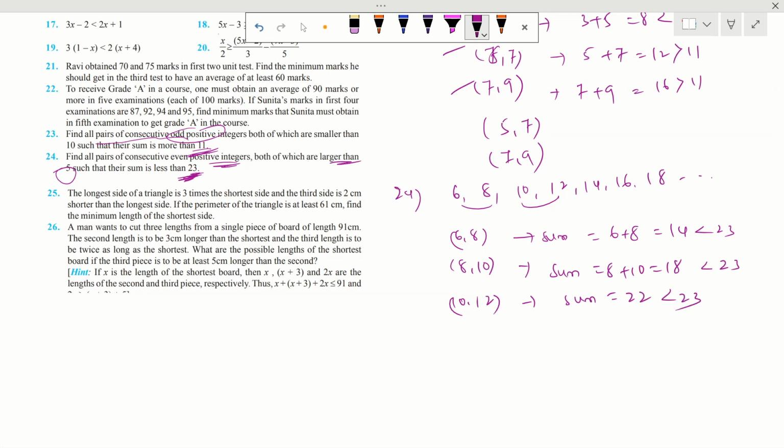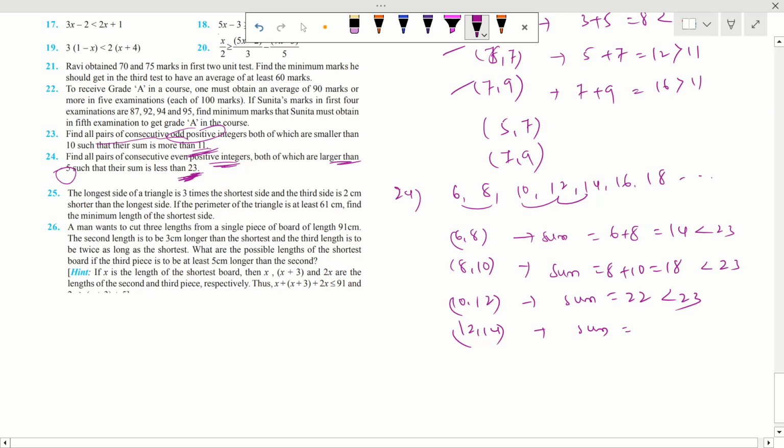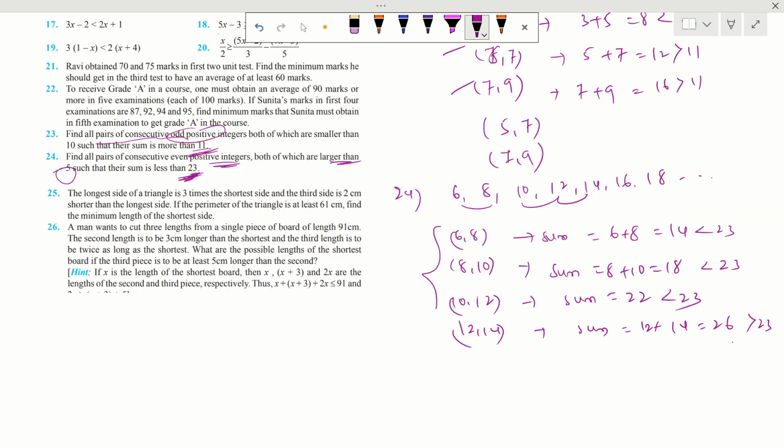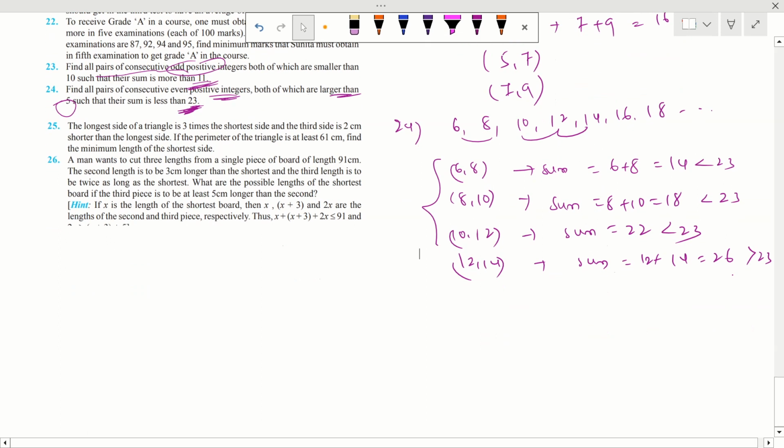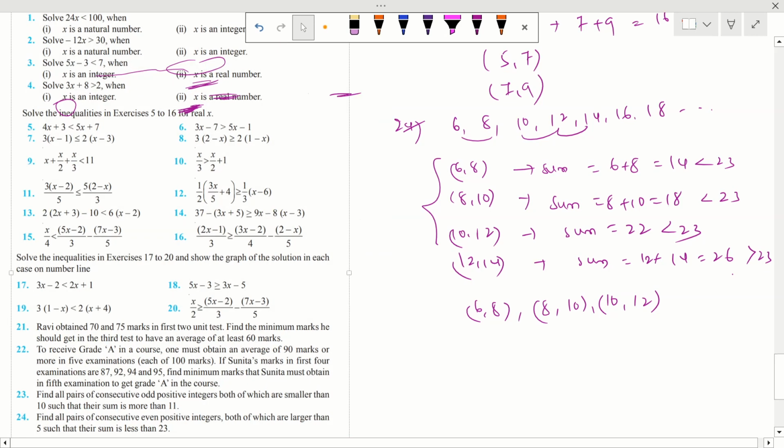And the next pair is 12 comma 14. The sum of 12 plus 14 will be 26. 26 is greater than 23, so here the solution will stop. So the required pairs of sets are 6 comma 8, 8 comma 10, and 10 comma 12, which is the solution for the 24th problem. Now come to the next problem, the 25th, right?